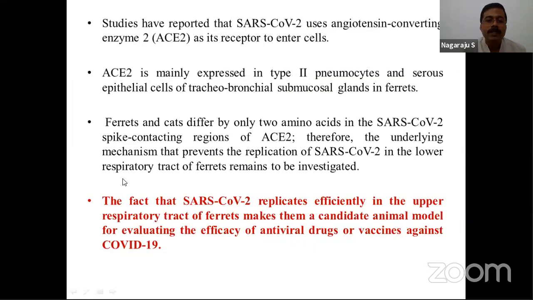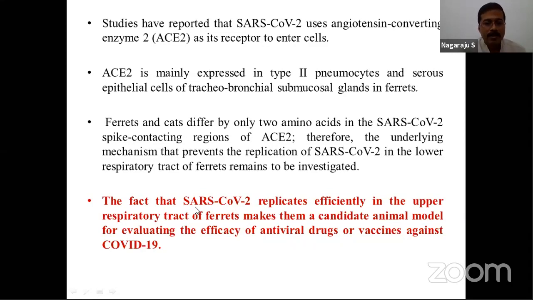So from these studies, they're able to find that ferrets and cats differ. ACE2 is mainly expressed in type 2 pneumocytes and serous epithelial cells of tracheobronchial submucosal glands in ferrets. And ferrets and cats differ by only 2 amino acids in SARS-CoV-2 spike contacting regions of the ACE2. Therefore, the underlying mechanism that prevents the replication of SARS-CoV-2 in the lower respiratory tract of ferrets remains to be investigated.